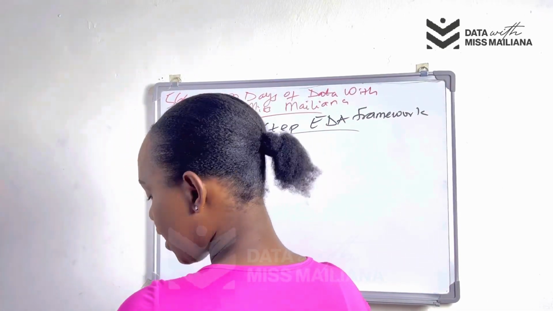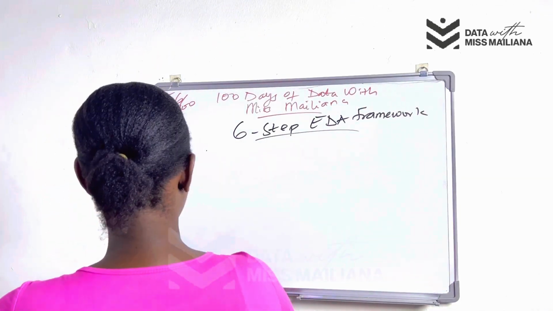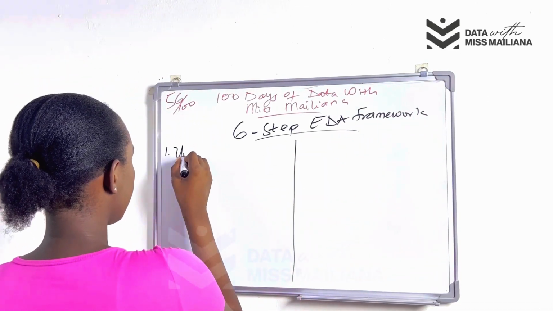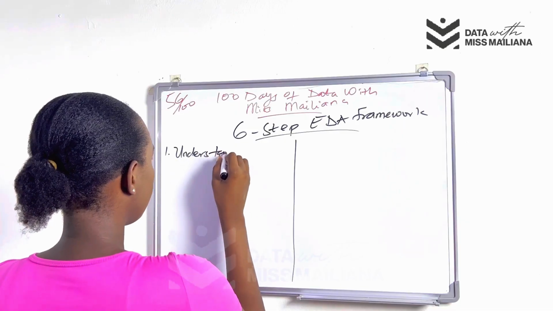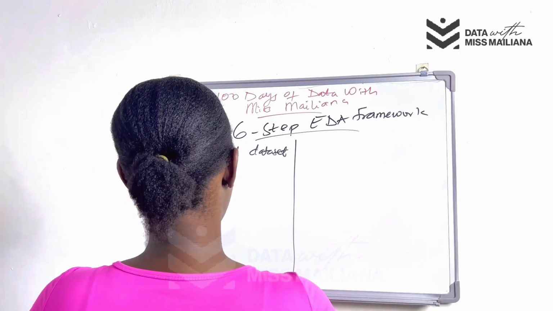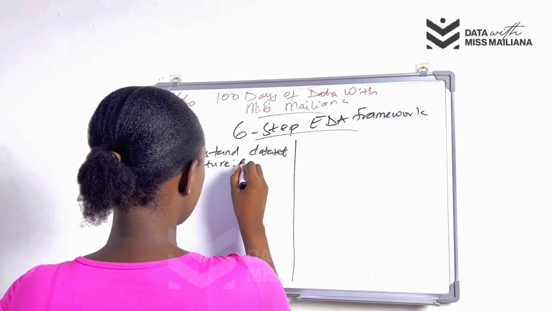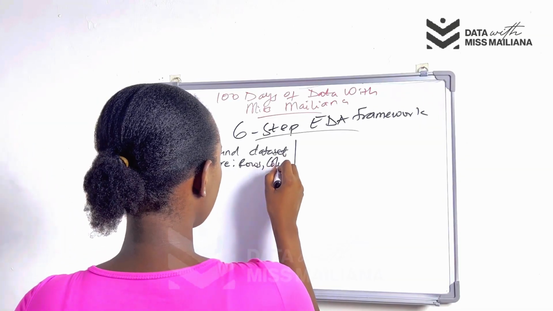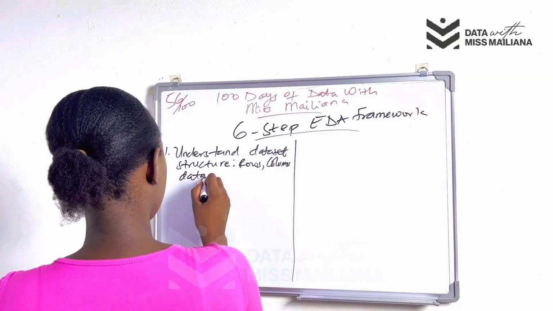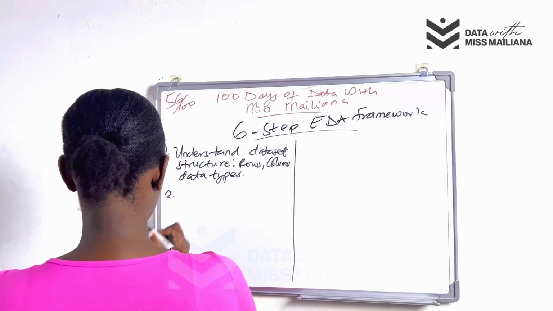Okay, so the very first step, I think at this point you'll be like, Miss Mailiana is always saying this thing. So number one is understand the data set. Right? The data set structure, which involves the rows, columns, right, and data types. Please pay attention to all these things. So do not think that they are not important.